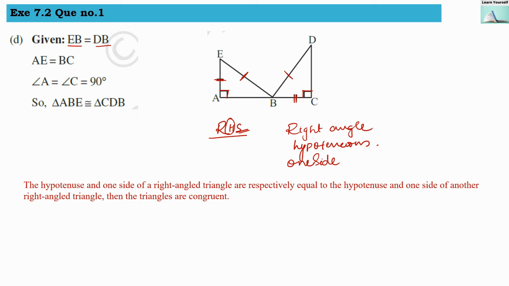So yes, this is the hypotenuse of both the triangles. Then what we are talking about is a right angle triangle. So that right angle is there in both the triangles and one side. So here a side is there and here a side is there. So these two triangles are congruent with each other as per the RHS criteria. What is that criteria? This is the criteria. So our answer is going to be, the criteria is RHS.